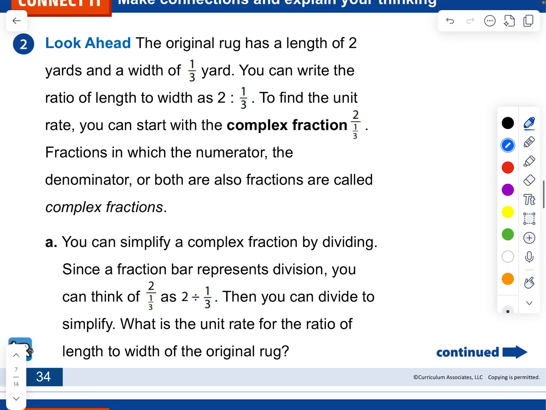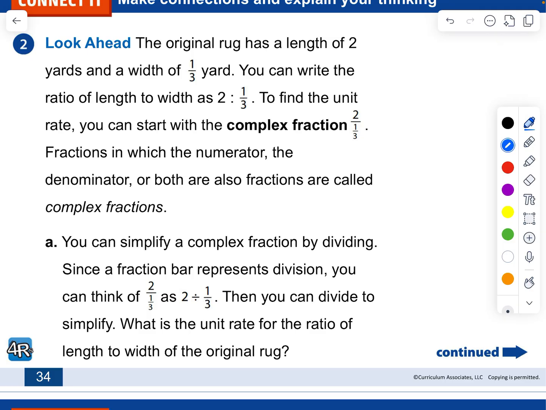On page 34. The original rug has a length of 2 yards and a width of 1/3 yard. You can write the ratio of length to width as 2 to 1/3. To find the unit rate, you can start with the complex fraction, 2 divided by 1/3. Fractions in which the numerator, the denominator, or both are also fractions are called complex fractions.